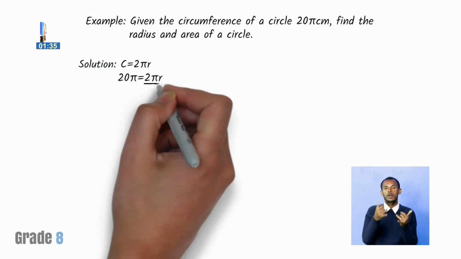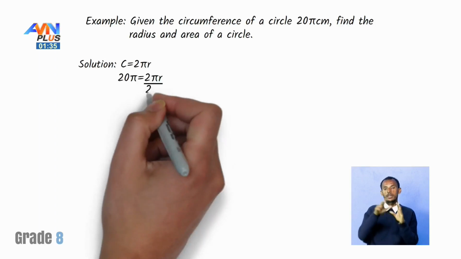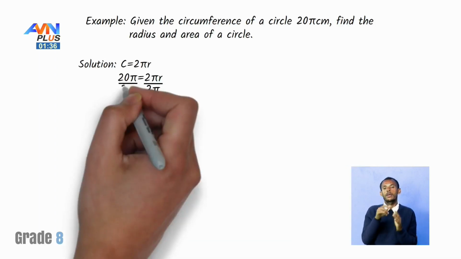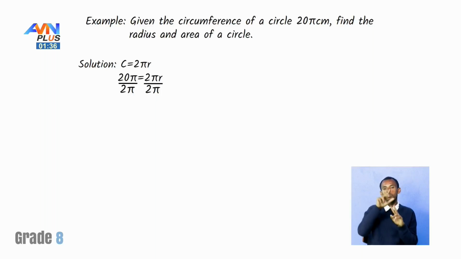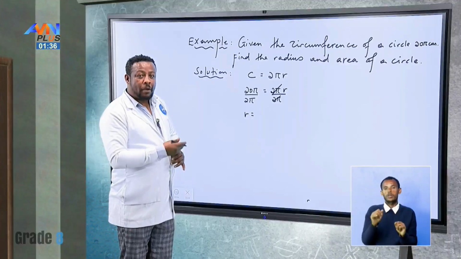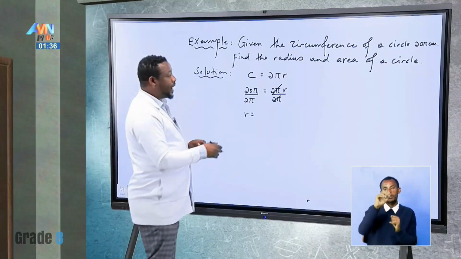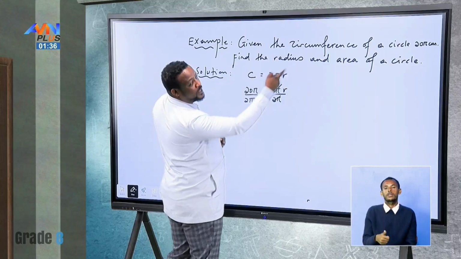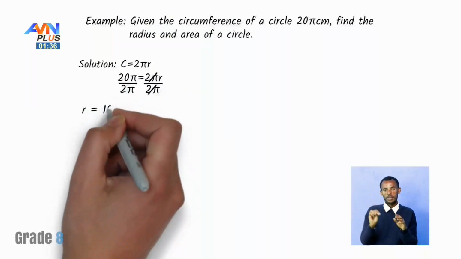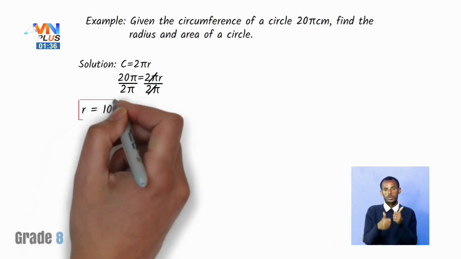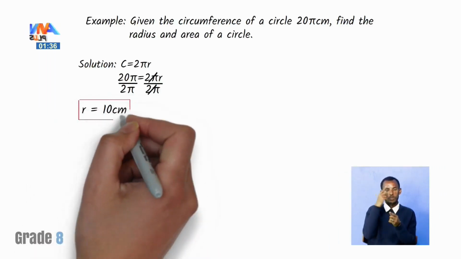Now you can calculate the radius by dividing both sides by 2 pi. Now r becomes 20 pi over 2 pi. Pi by pi will be cancelled out. 20 by 2 is 10. Okay, since the unit is centimeter, the radius becomes 10 centimeter, which is the answer for the first part.